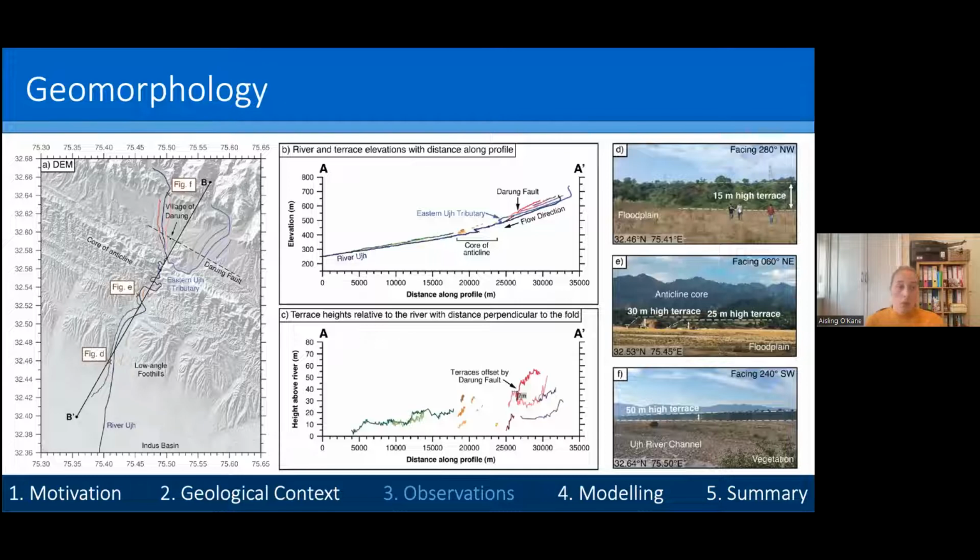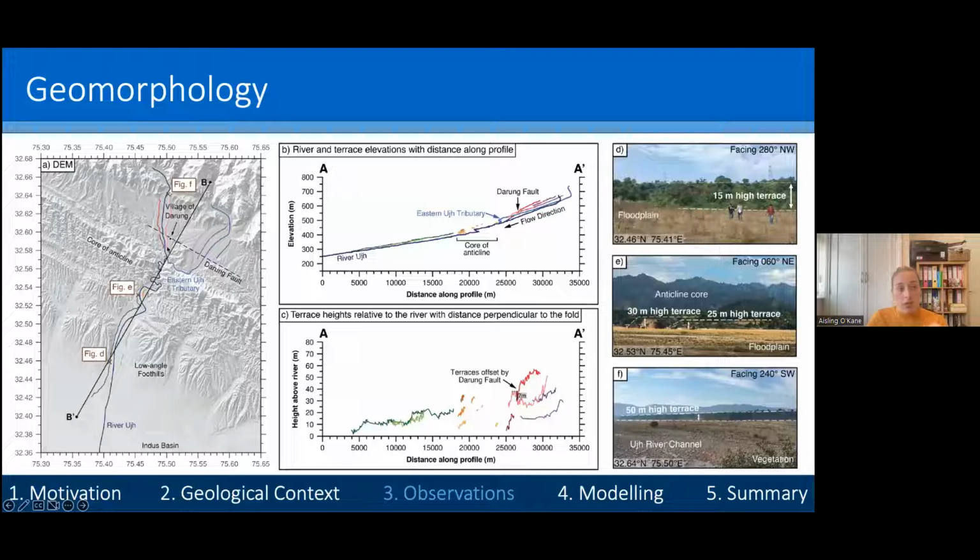Then what we did next was look at the geomorphology, and that decline itself is cut by a number of southwestern rivers that preserve late Quaternary terraces. We specifically looked at 3 rivers in detail, which cross-cut the fold, and here I've just shown one for the River Uge. What we did was compare the terrace heights above the present day riverbed as a function of distance perpendicular to the fold axis. So you can see that here.